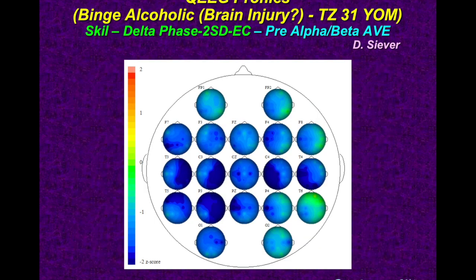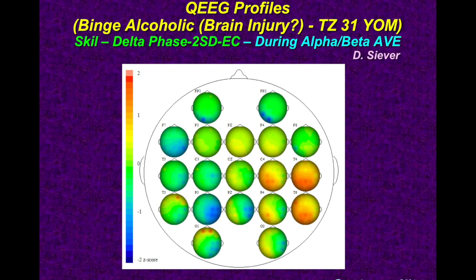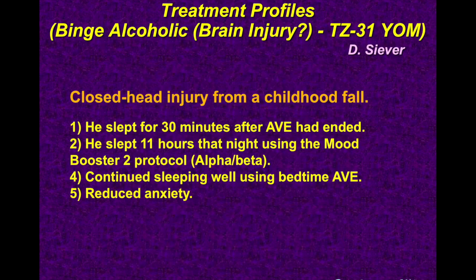But let's take him back here and look at that. Okay, so here's his phase now. It's improved tremendously. He slept, as we mentioned, 30 minutes after the entrainment had ended. He slept 11 hours that night, and he used the machine to put himself to sleep. He actually would fall asleep with the gear on. And he continued sleeping well, using it at bedtime.